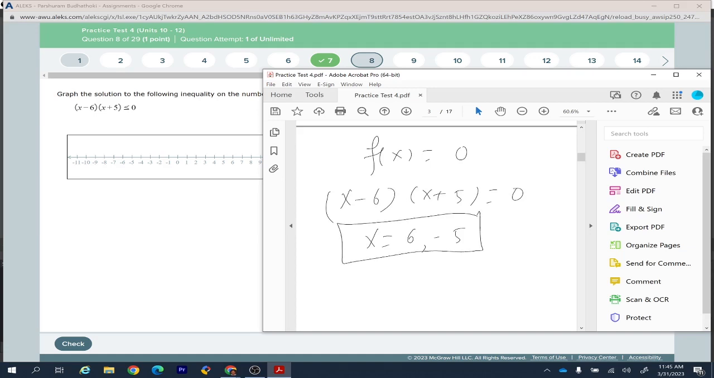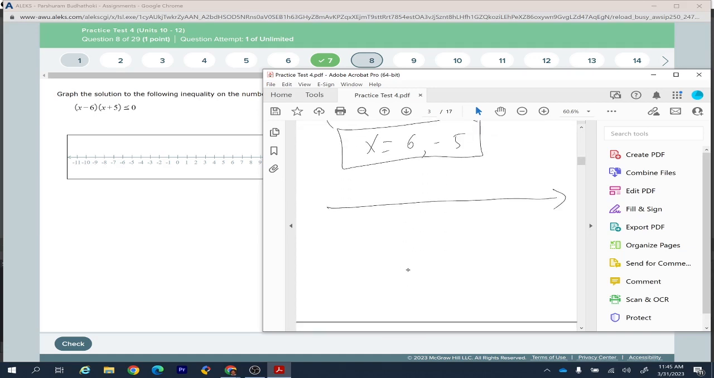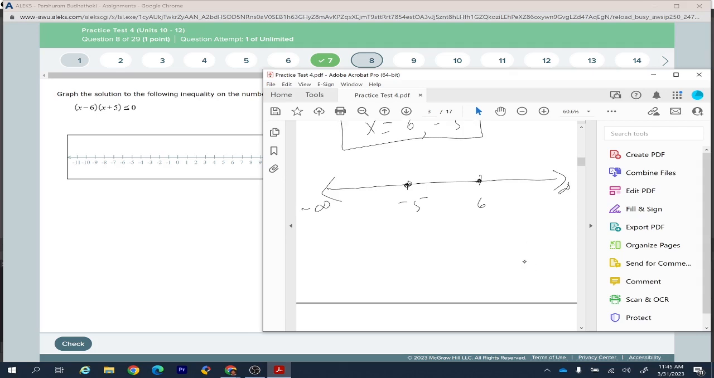So at these 2 points, the function is 0. So -5 and +6. So here it's 0. Now we need to find out where this function is negative, and there are 3 intervals: from -∞ to -5, from -5 to +6, and from +6 to infinity. You need to write down the intervals, and then you need to find the testing point, and then the value of that function.